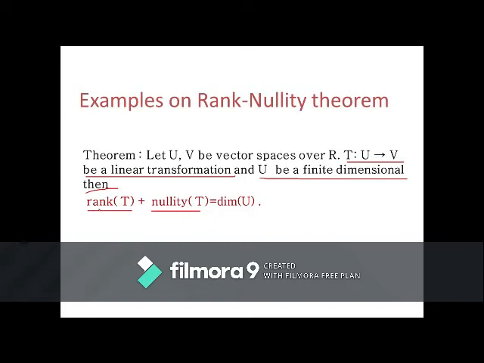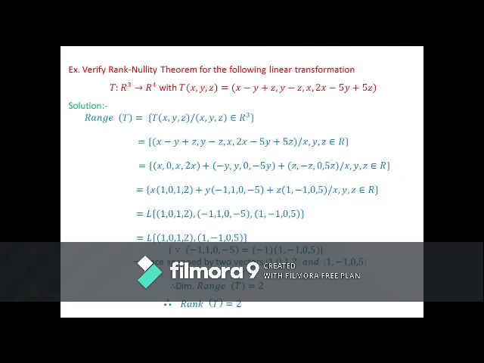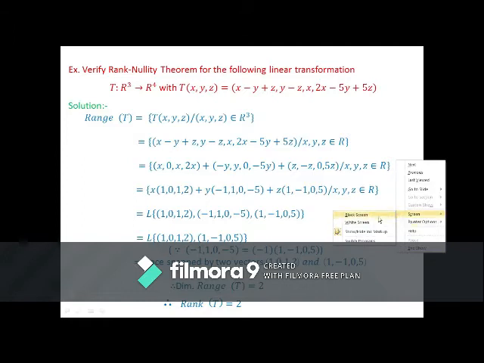Rank of T is nothing but the dimension of range space of T. Nullity of T is nothing but dimension of null space of T, and dimension of U is the dimension of this U. So in this lecture we will see examples based on this rank nullity theorem. For that, consider an example. Example is verify rank nullity theorem for the following linear transformation.